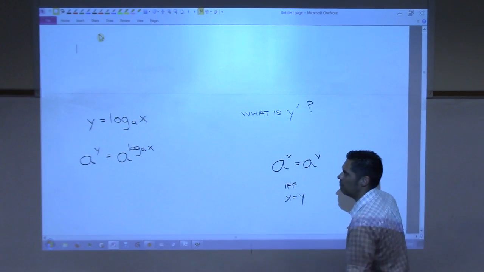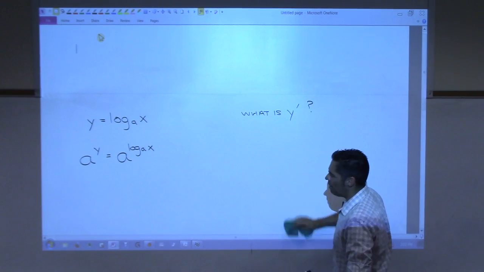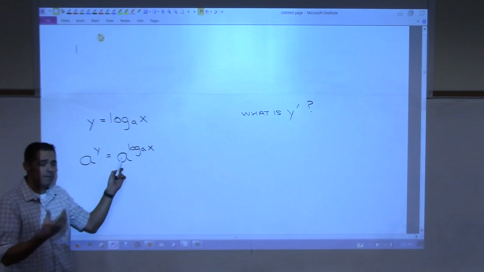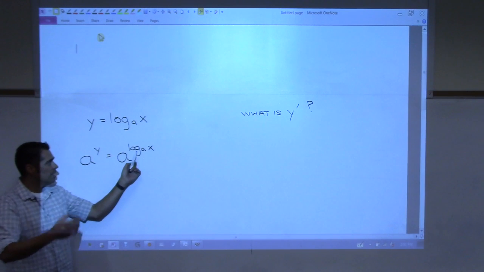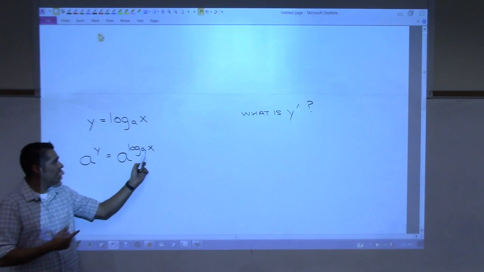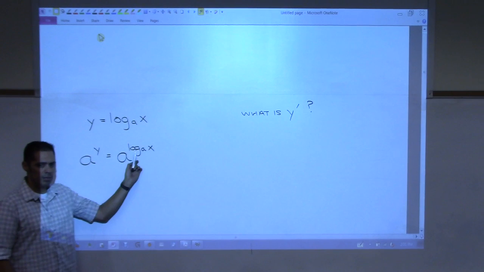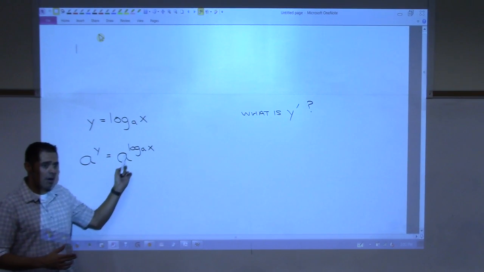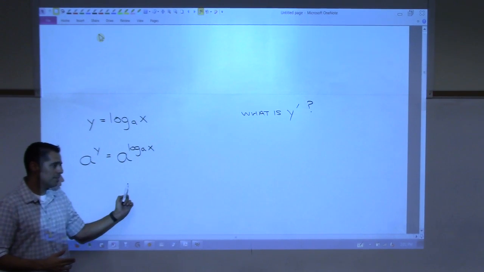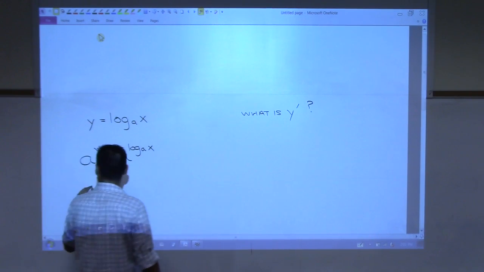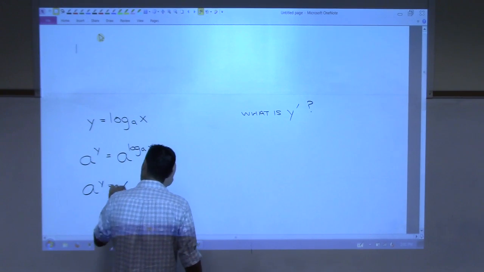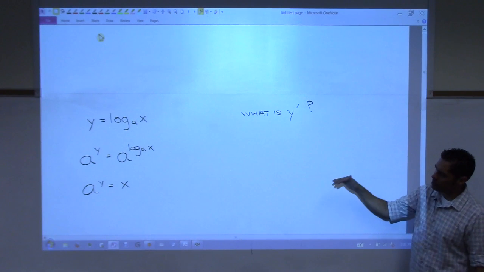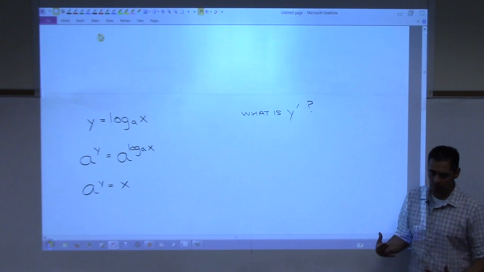Now, why did I do that? What happens on the right side? If I put the exponential function a raised to something, and in there I put log base a, how are these two related to each other? They're inverses, right? And so these will kill each other off, and all you'll be left with on this side is x. So you have a to the y equals x. So what I did, those first couple of steps there, is just algebra.